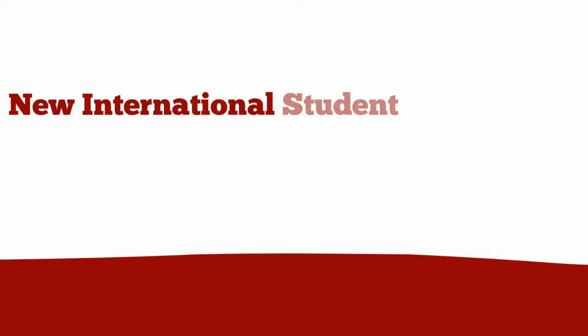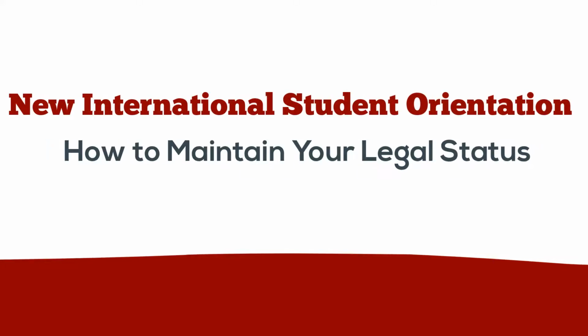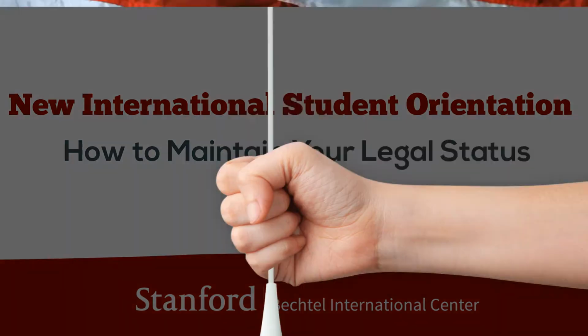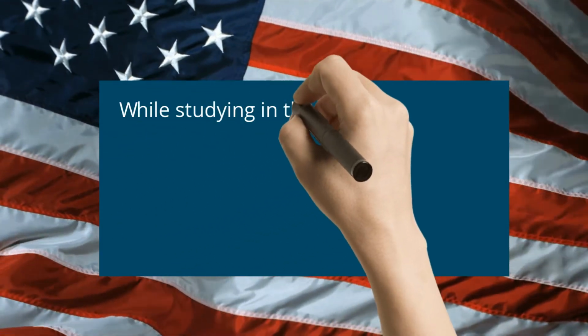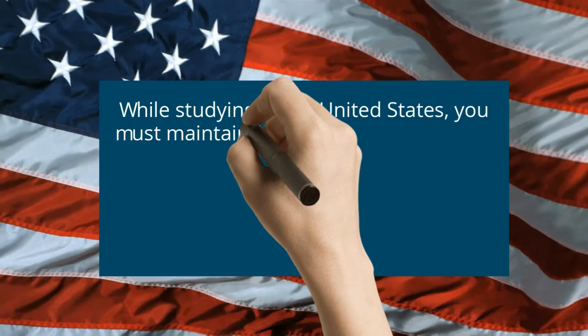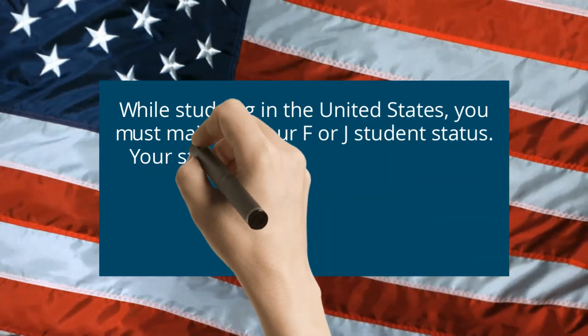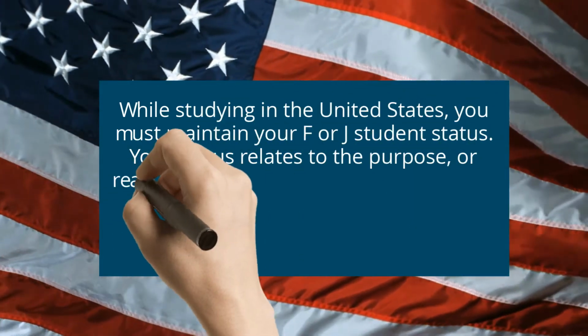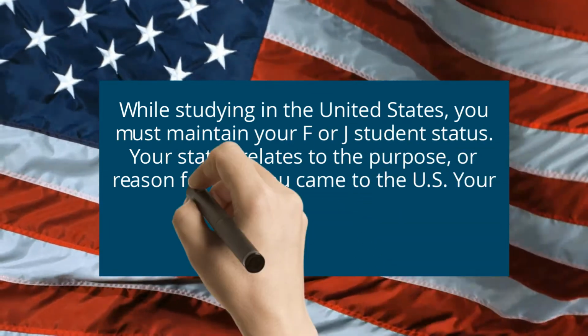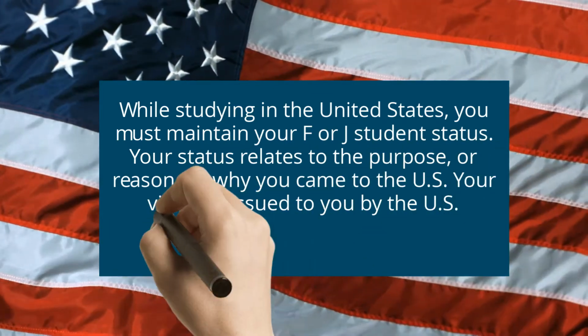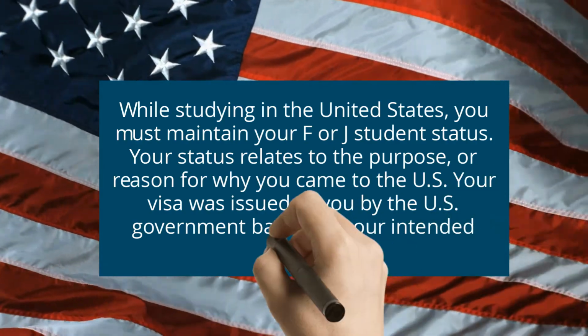New International Student Orientation: How to maintain your legal status. While studying in the United States, you must maintain your F or J student status. Your status relates to the purpose or reason for why you came to the U.S. Your visa was issued to you by the U.S. government based on your intended purpose.